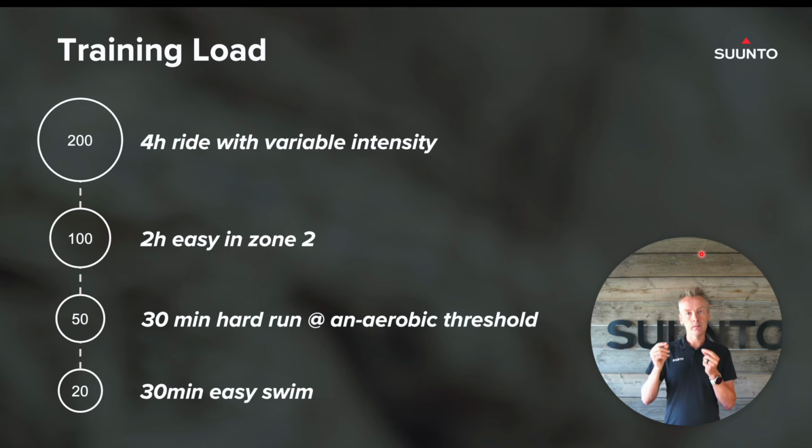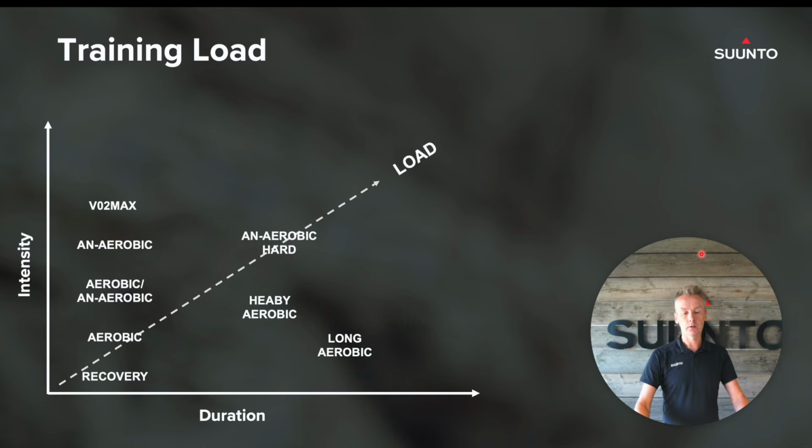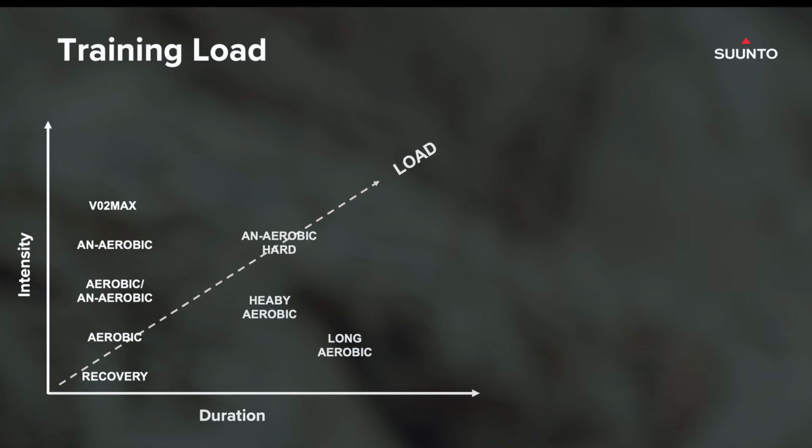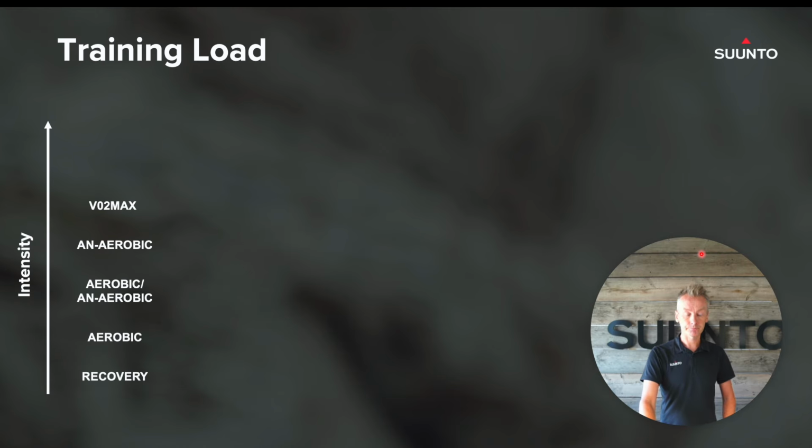So again, with the bigger intensity, bigger duration, you start to get bigger load. So for example, if you have a 4-hour ride with variable intensity, the TSS score could be, for example, 200. So again, it illustrates with one number what type of load you are getting, which is easier to remember than just thinking of different aspects of the durations and intensity every single time.